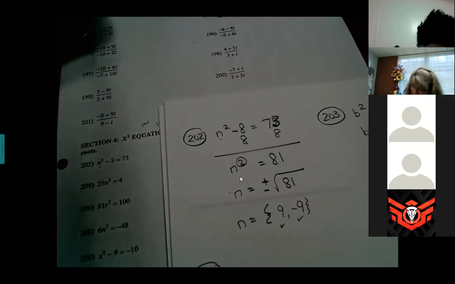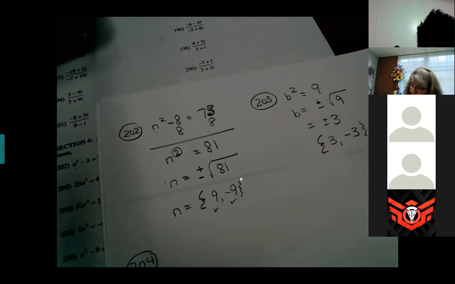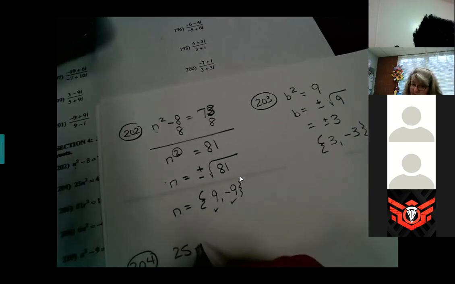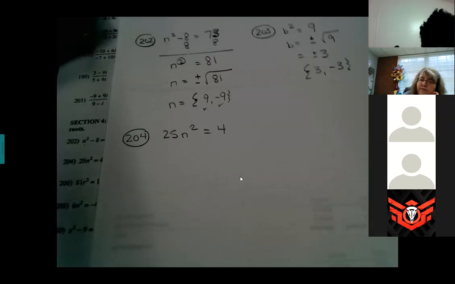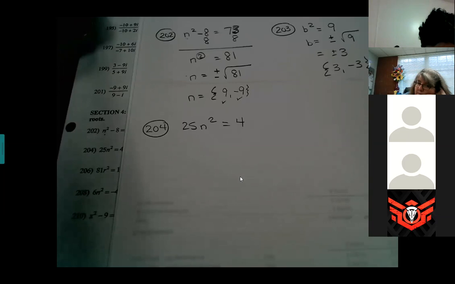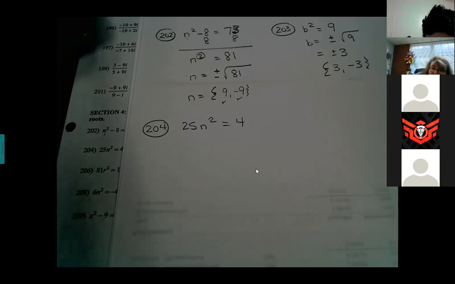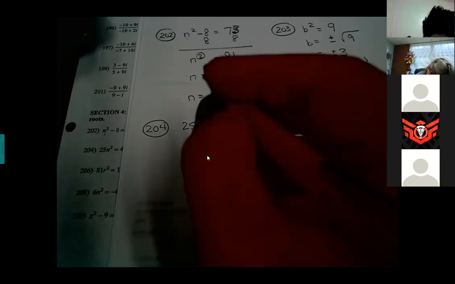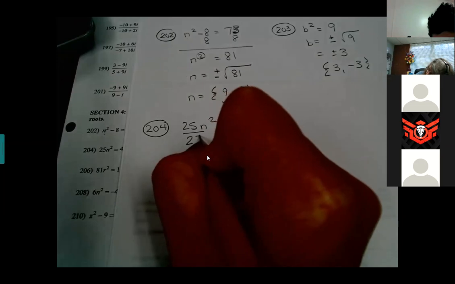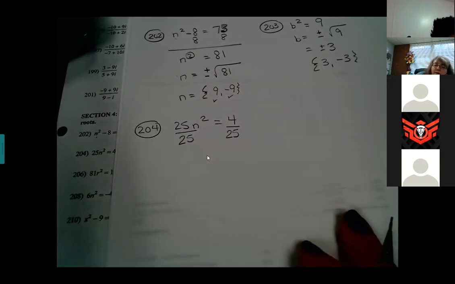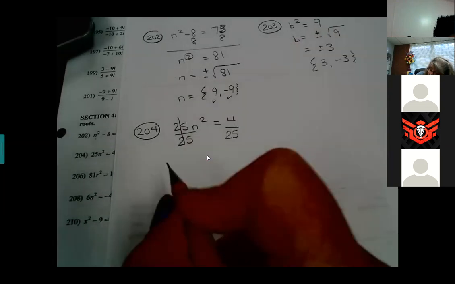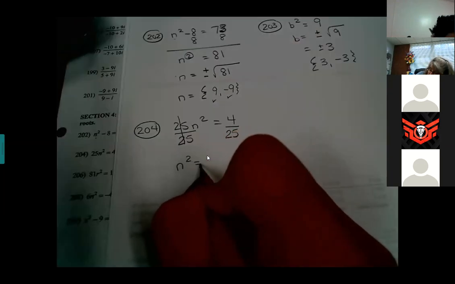Okay. So look with me at problem 204. Is the squared thing by itself? Kind of. No. You have to divide it by 25, if I'm not mistaken. You've got to divide it by 25. Y'all with me? You want the squared thing totally by itself.